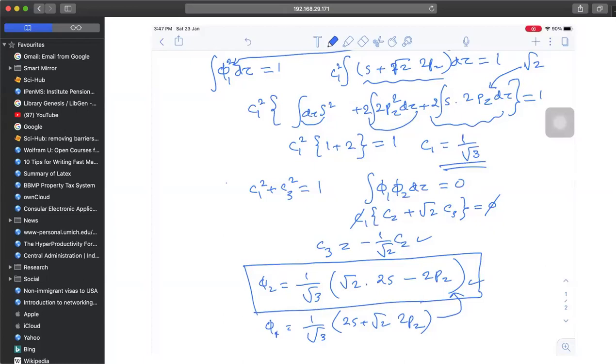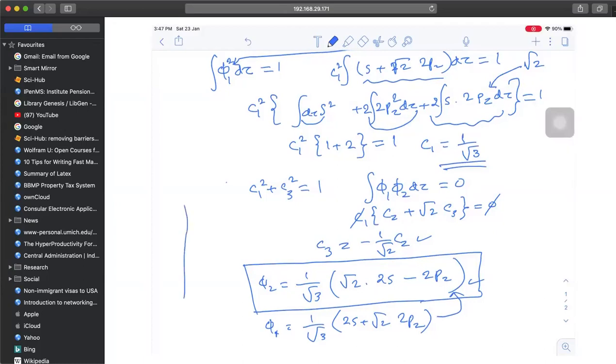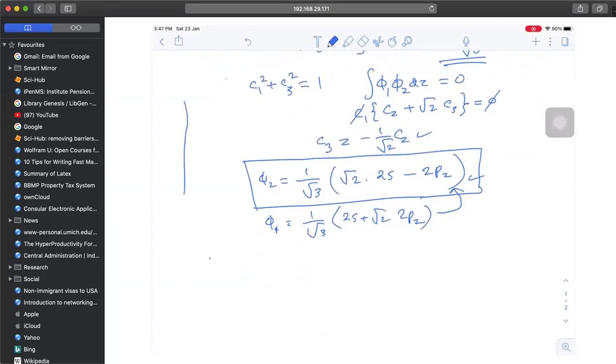Okay. So the next part is actually you are asked whether the two orbitals are equivalent.